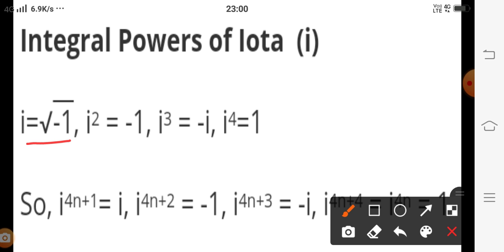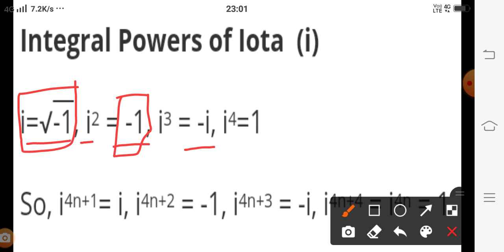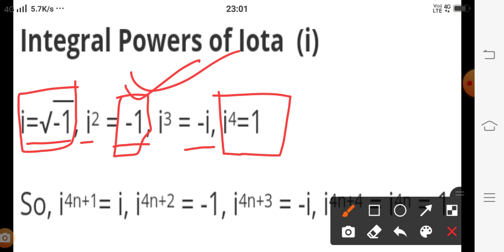If you square both sides, what do you get? On the left hand side we get i square, and square root of minus 1 squared gives minus 1. Means the value of i square is minus 1. Similarly, if you find i cube, then i cube is the product of i square and i. What do we get? We get minus i. And if you find the value of i raised to power 4, means i square into i square, minus 1 into minus 1, we get plus 1.